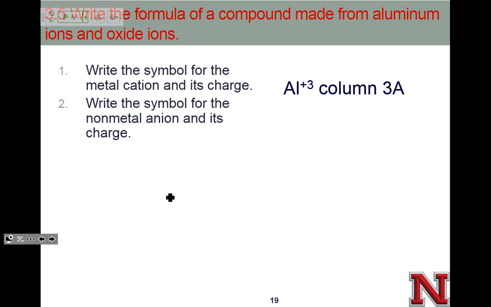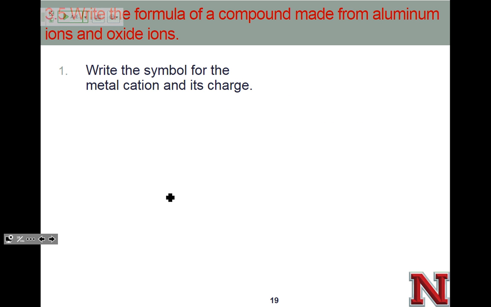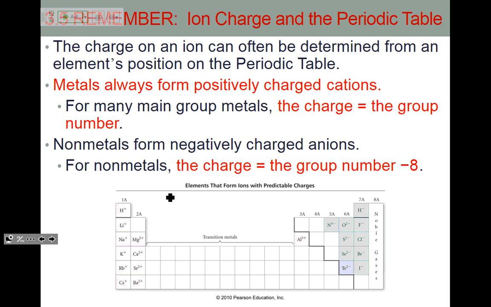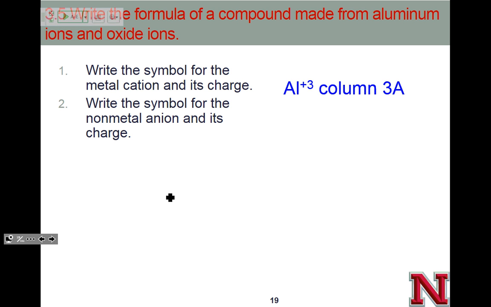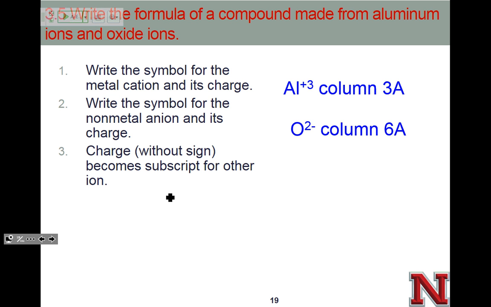So for the first one, let's say we're doing aluminum ions and oxide ions, and we want to know our formula. Well, our first thing is we can write our symbol for our metal cation and its charge. In this case, our metal is aluminum, so it's Al. And Al is in group 3A, so it's going to form a 3+. Then we want to write our symbol of our non-metal, which is oxide, which is our oxygen. And oxygen is in 6A, so it'll have a 2-.